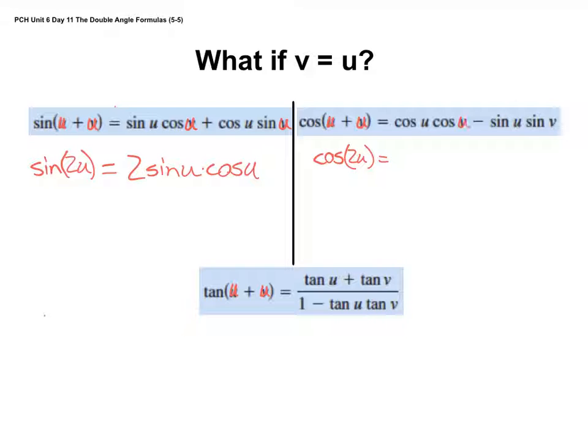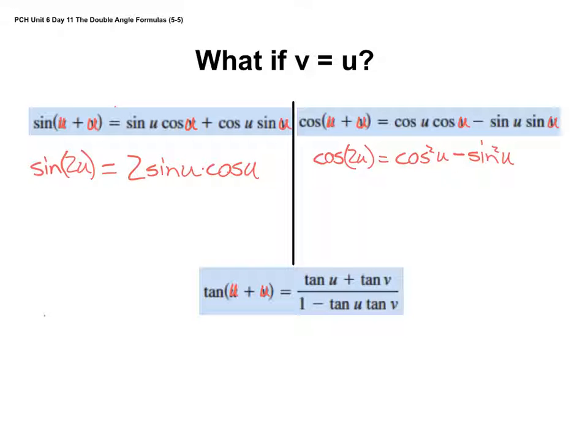Cosine squared u minus sine squared u. Okay. Did you do anything else with that? Is that equal to 1 or negative 1? No. What could we do? Well, sine squared plus cosine squared is... Isn't that equal to negative 1? Hang on, you're on the right track.